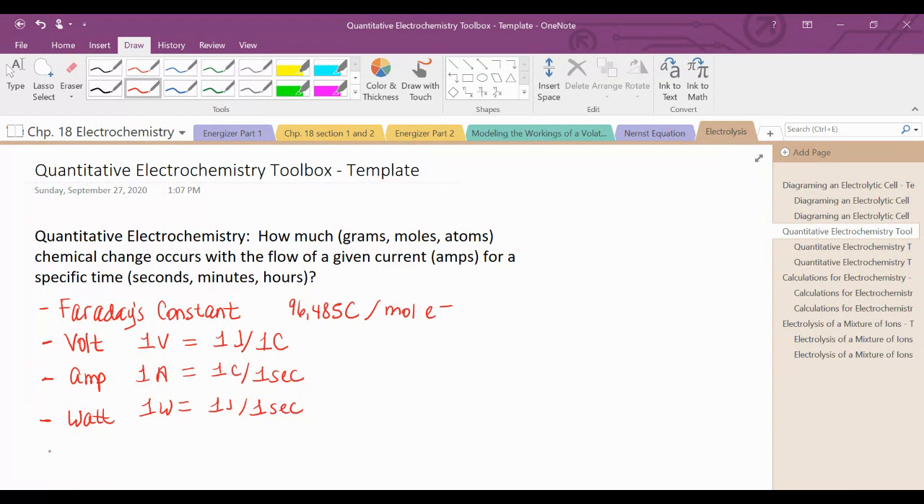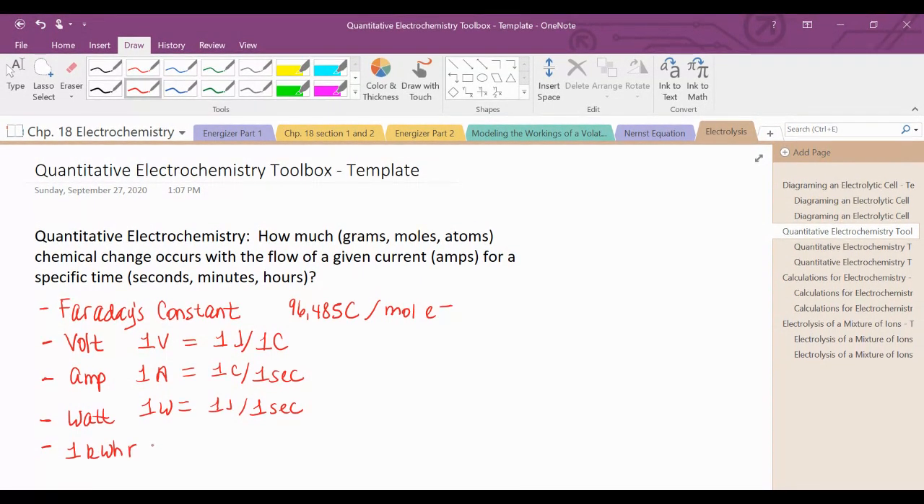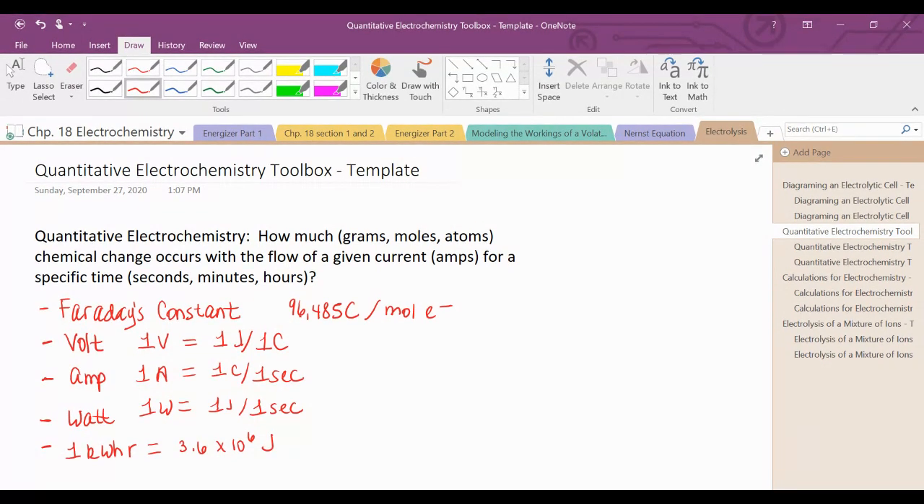And then the other relationship we can talk about is kilowatt hours. And this is an actual conversion factor. So 1 kilowatt hour is equal to 3.6 times 10 to the 6th joules. And so we're going to use these tools that are in our toolbox for our next video, which is looking at calculations for electrolysis.